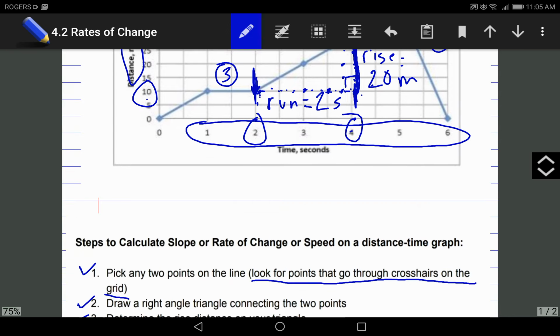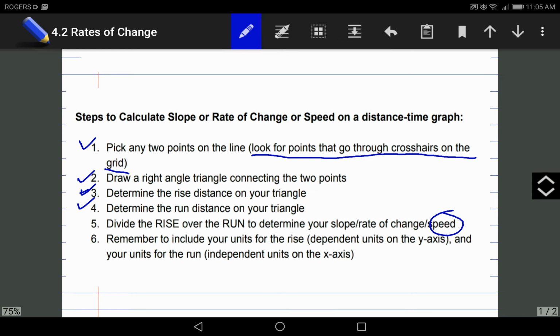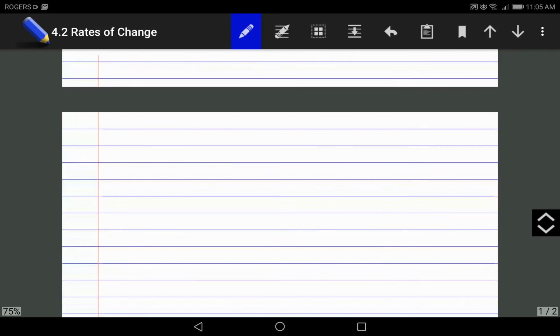Let's take a look at our steps. We found the run, so we finished that step. Now it says that we need to divide the rise over run to determine your slope or your rate of change, or in this case, our speed, because it's a distance time graph. All right, so let's do that. We're going to do rise over run. So I'm just going to scroll down here, and I'll do it in the blank space here.